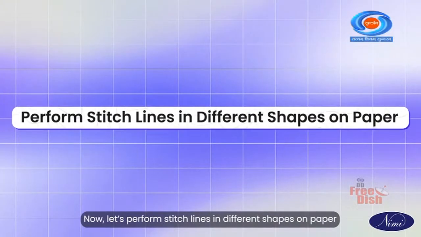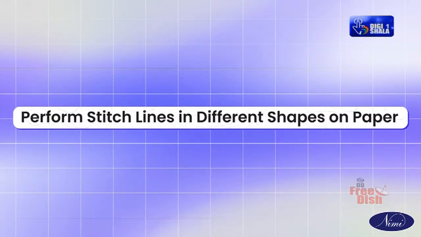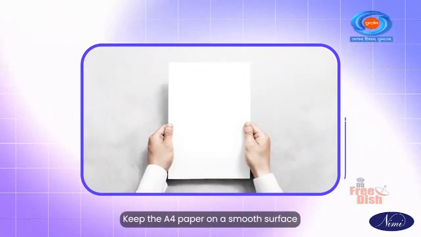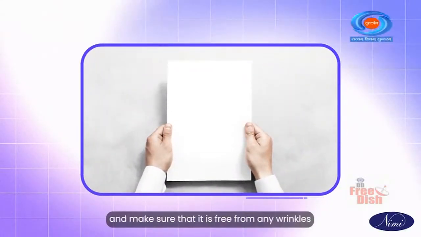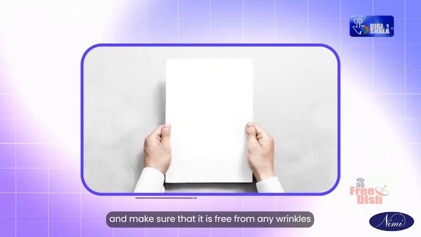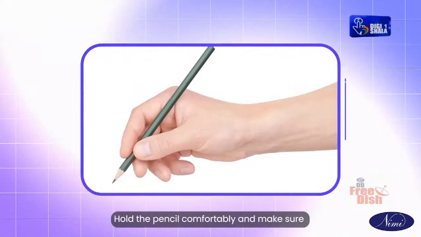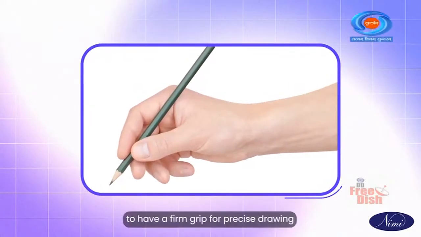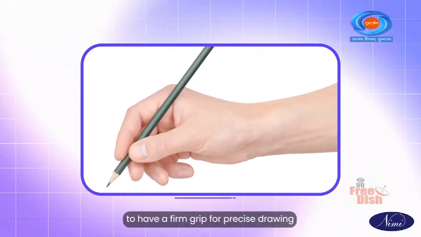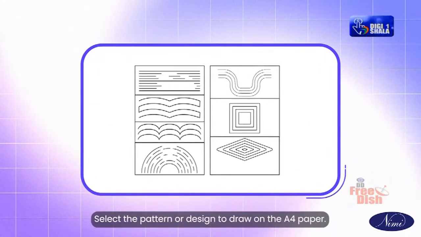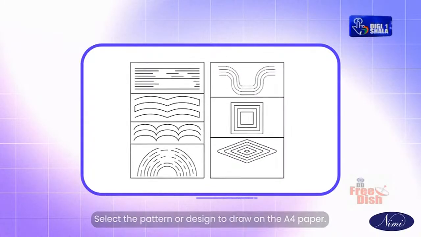Now, let's perform stitch lines in different shapes on paper. Keep the A4 paper on a smooth surface and make sure that it is free from any wrinkles. Hold the pencil comfortably and make sure to have a firm grip for precise drawing. Select the pattern or design to draw on the A4 paper.